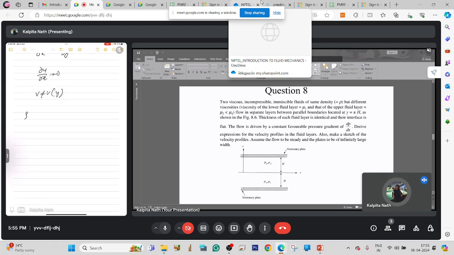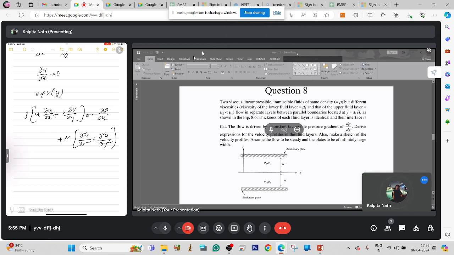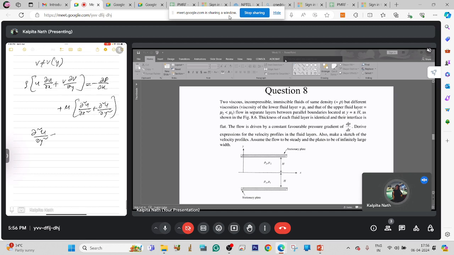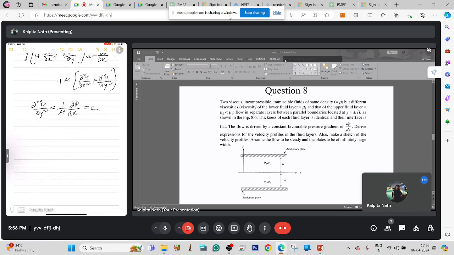Now considering the x momentum equation, rho times u del u/del x plus v del u/del y is equal to minus del p/del x plus mu times del square u/del x square plus del square u/del y square. So what will happen? From here, we get that del square u/del y square is equal to 1 upon mu dp/dx, which is constant. The others won't be there. So this is a function of y only, this is a function of x only, so we can write it as a constant.